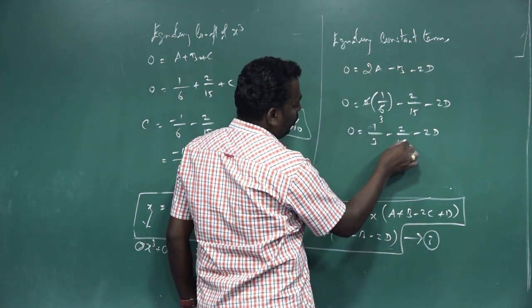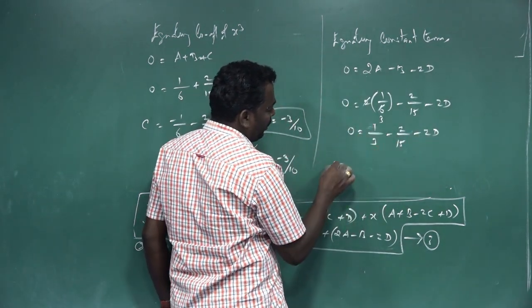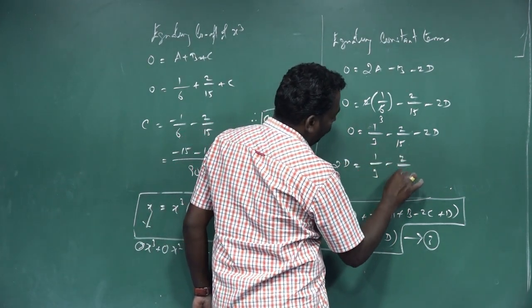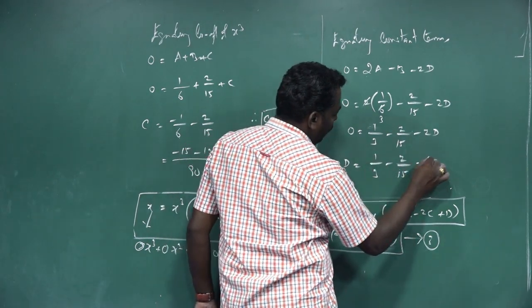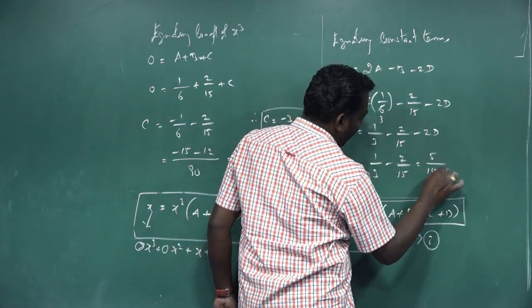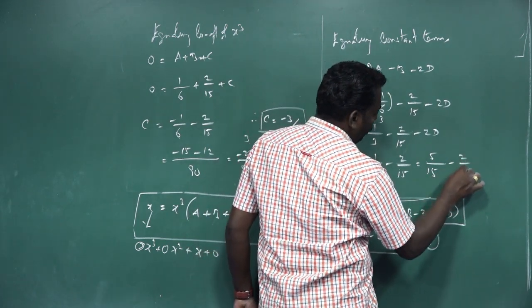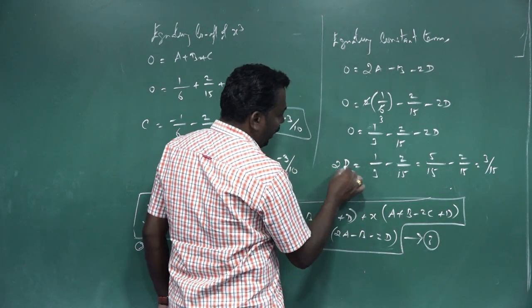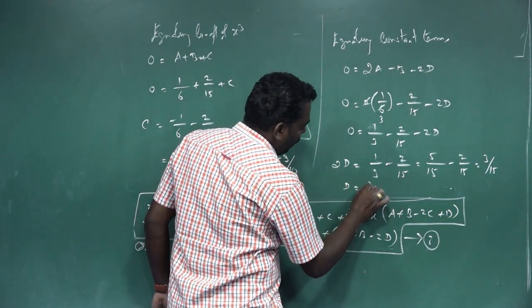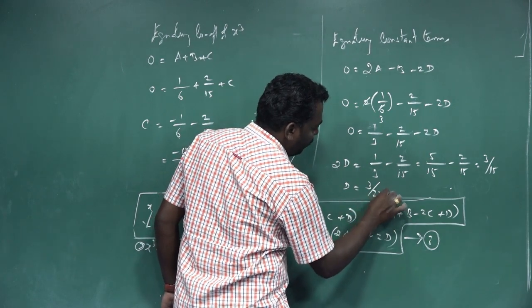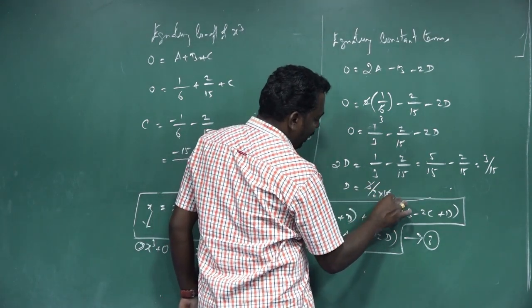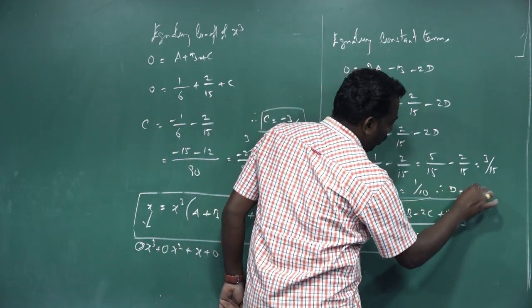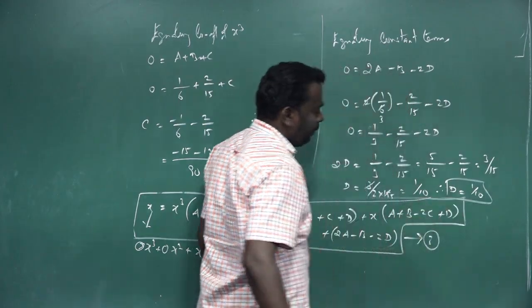Now transferring the 2d term to the left hand side, therefore 2d is equal to 1 by 3 minus 2 by 15. Multiplying by 5, 1 by 3 becomes 5 by 15, then minus 2 by 15, which is equal to 3 by 15. That is equal to 2d. Therefore d is equal to 3 by 2 into 15. Now cancelling by 5, that is equal to 1 by 10. Therefore d equal to 1 by 10.